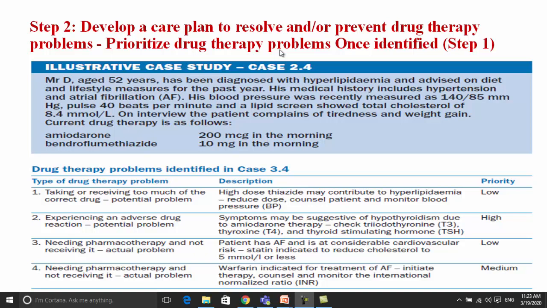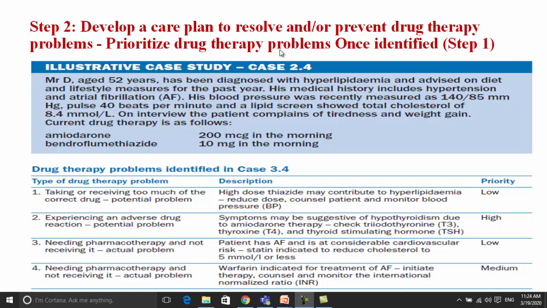Then the second one is experiencing a drug reaction. This is a potential problem also. Symptoms may be suggestive of hypothyroidism due to amiodarone therapy. You have to check triiodothyronine and thyroxine levels, T3 and T4, and thyroid stimulating hormone, TSH. This is highly important because the patient's complaints of tiredness and weight gain can be referred to a disease that is not diagnosed in this patient, which is hypothyroidism. Hypothyroidism and the thyroid level have an effect on exacerbating AF, atrial fibrillation. This is a high priority.